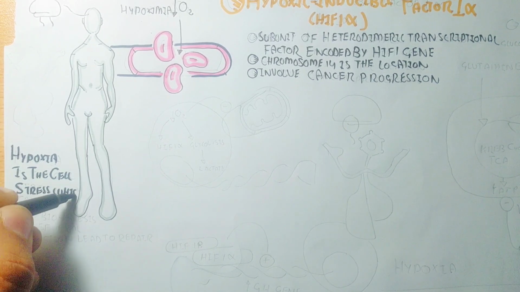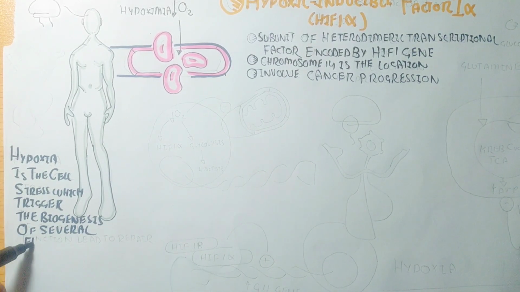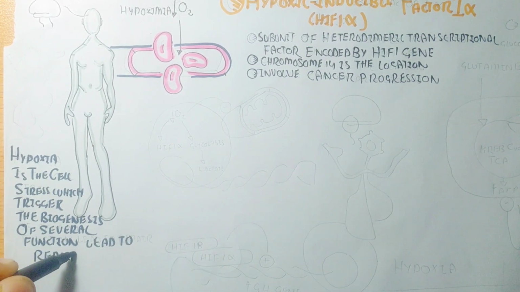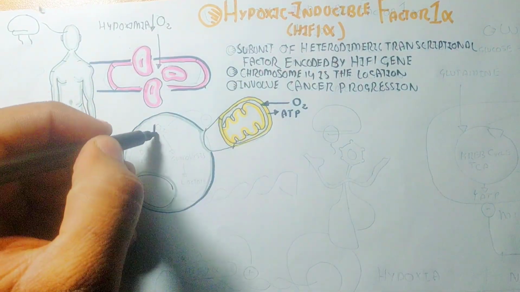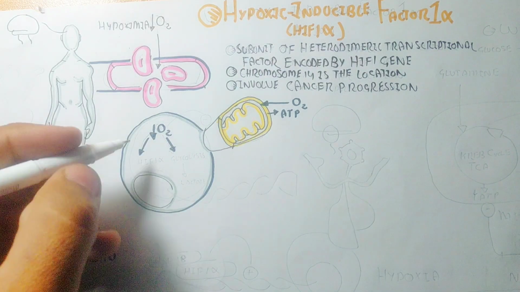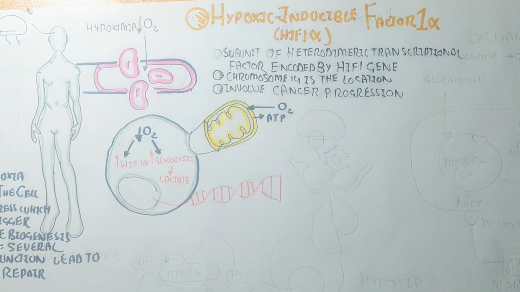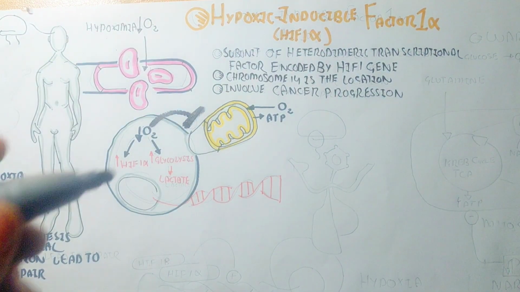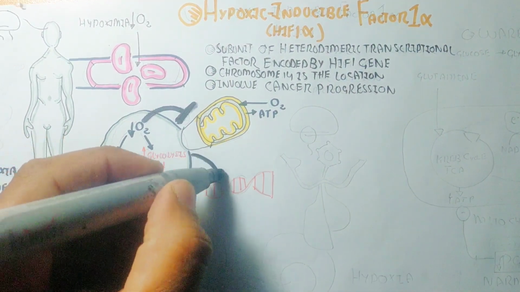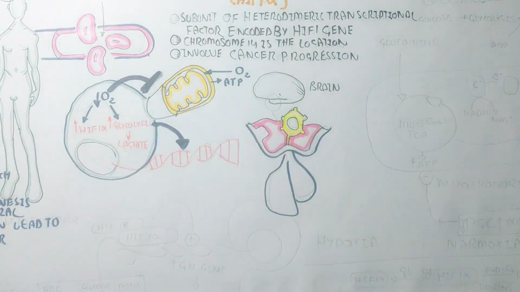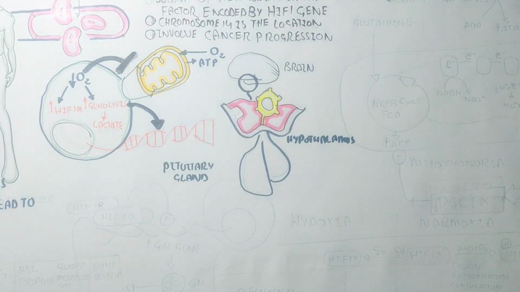Hypoxia is the cell stress which triggers several functions that lead to repair. Hypoxia means a low level of oxygen in the cell. Whenever there is a low level of oxygen in the cell, it activates HIF1 alpha, and glycolysis increases due to HIF1 alpha. HIF1 alpha will activate certain enzymes that are important for glycolysis, but inhibit oxidative phosphorylation in the mitochondria. In this case, oxidative phosphorylation will not occur, so the mitochondria will be damaged and not repaired, due to the PGC1 alpha inhibition by HIF1 alpha.